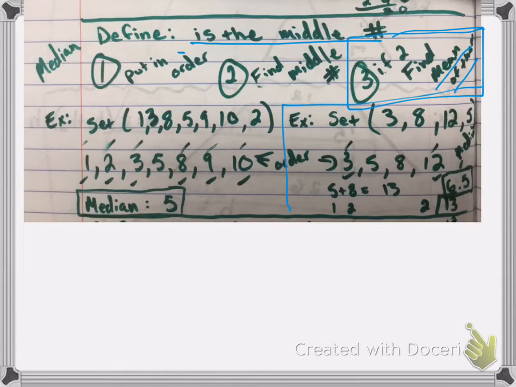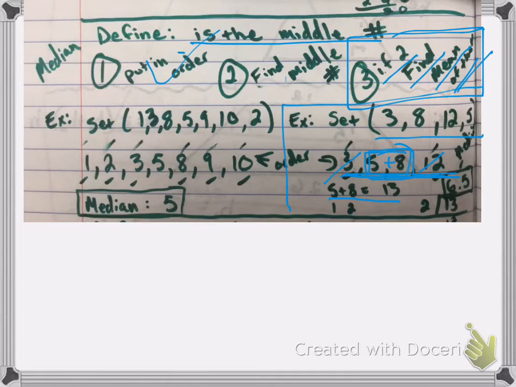So I've got 3, 8, 12, and 5. First, you put them in order. I put them in order: 3, 5, 8, and 12. Now I find the middle. Now I'm going to tick off 3 and 12. Oh, I've got 2 in the middle. What do I do? If 2, find the mean. So if you have 2 in the middle, you have to find the average of those two numbers. To find the average, you add them together. See how I added them together?